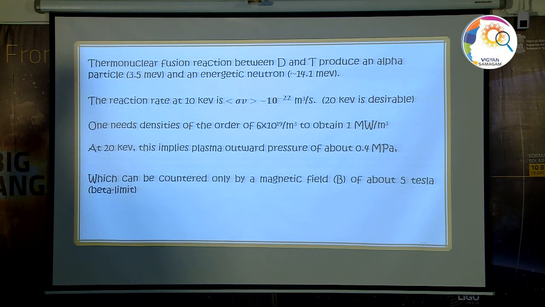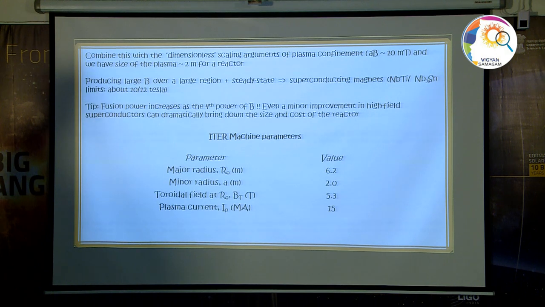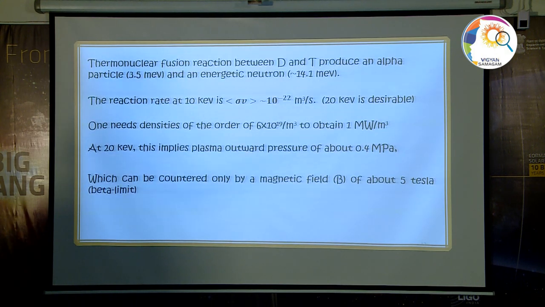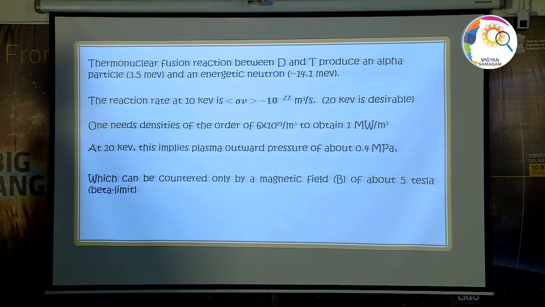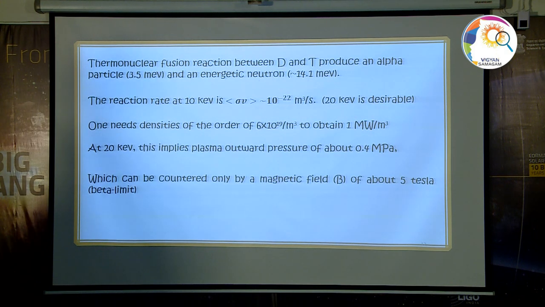Now, once you have created this plasma, it tends to move outward, so it is generating an outward pressure. This pressure is of the order of 0.4 megapascals. You need to compensate this pressure in some way to allow the plasma to remain confined. And how do you do that? This is where the role of the magnetic field comes in, what Ravi told in the last talk, that you need magnetic fields to confine the plasma. So you're talking of magnetic fields which are of the order of 5 Tesla.